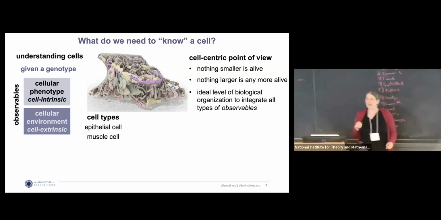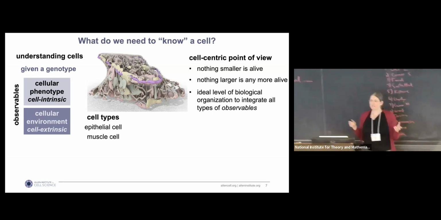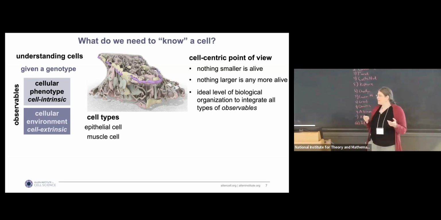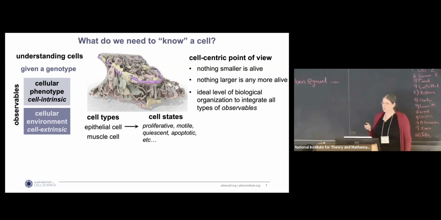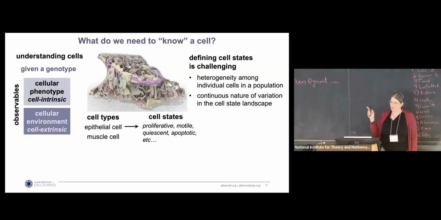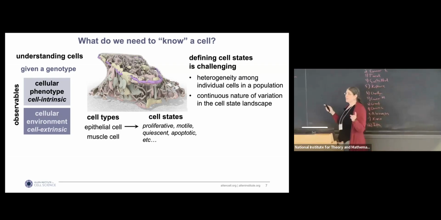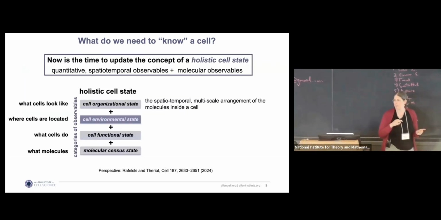So if we imagine all of the cells in a body, they can all exhibit many different cellular phenotypes, which we have for convenience sake classified as cell types such as epithelial cells or muscle cells, and then further into cell states such as proliferative, motile, quiescent, etc. But defining cell states, of course, is very challenging, in part because of the heterogeneity among all of the individual cells in a population, which we've been hearing about a lot, and the continuous nature of the cell state landscape.